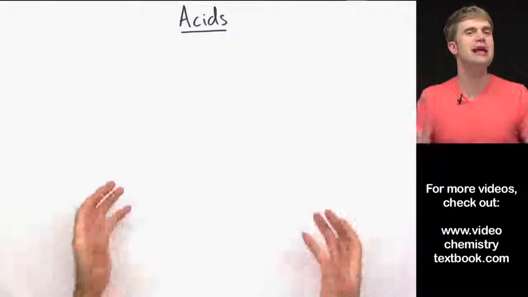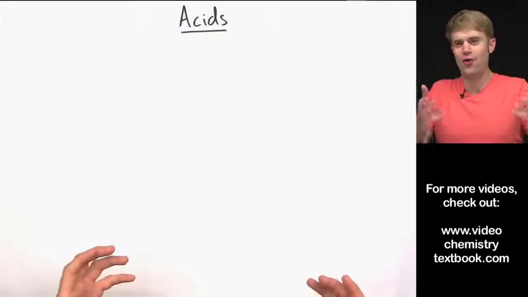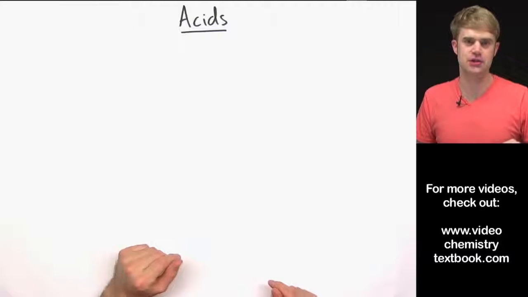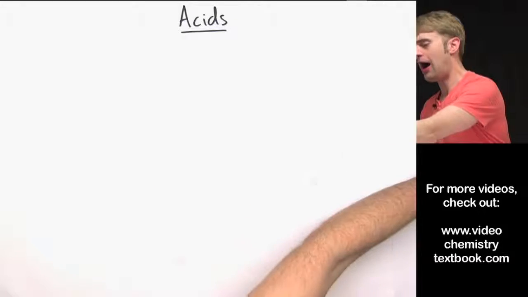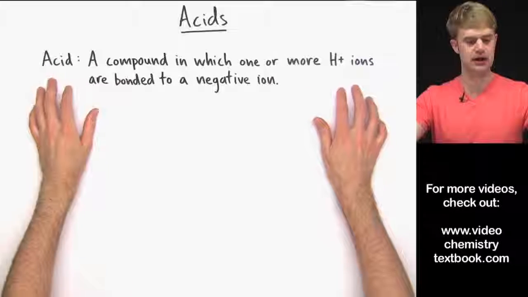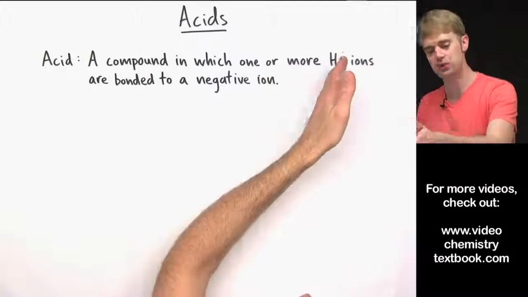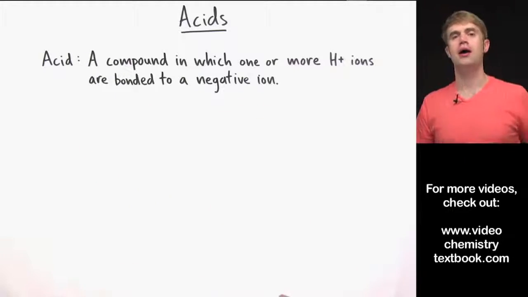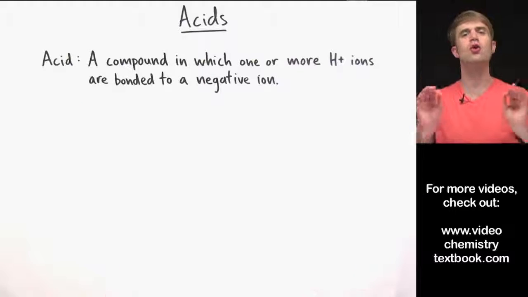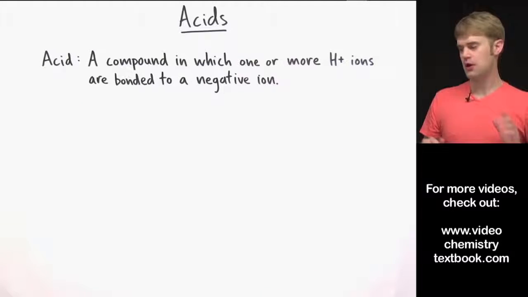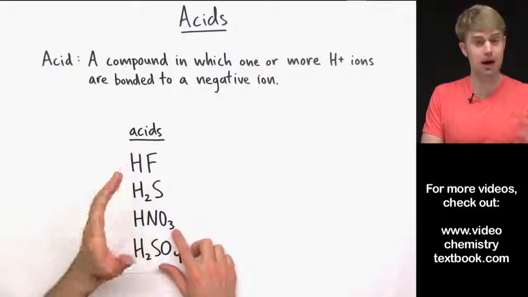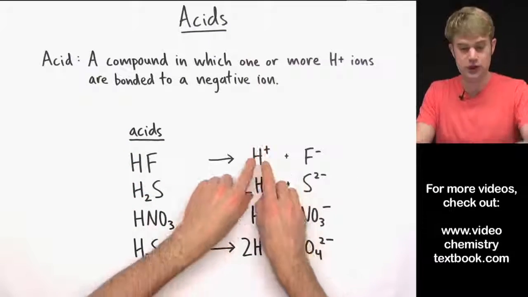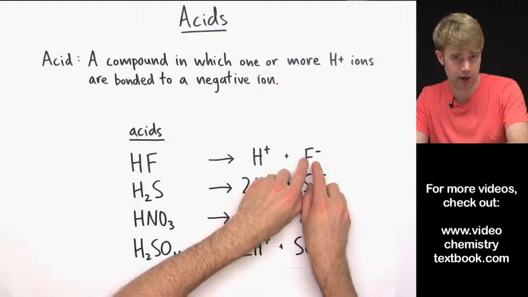So if we're going to be talking about naming acids, let's start out by asking, what's an acid in the first place? Well, there are many ways to define acids, but for what we're going to be doing here, I will say that an acid is a compound in which one or more H+ ions are bonded or connected to a negative ion. Now, this isn't a perfect definition, but it's going to work really well for what we're doing here. So here I've got a list of some common acids, and we can break each one of these acids down into an H+ part and a negative ion part.